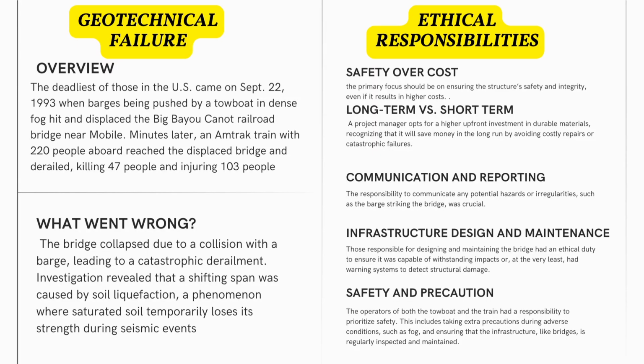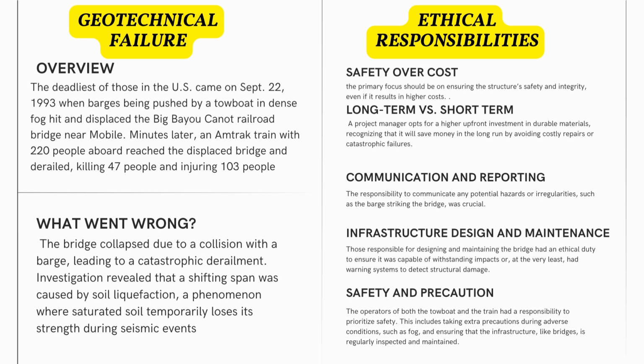Ethical responsibilities. The first one is safety over cost. Geotechnical engineers are entrusted with the safety of the public by ensuring that the ground and foundations upon which structures are built are secure. This means recommending materials, designs, and methods that ensure the structural integrity of a project even if they are more expensive. Cutting corners to save costs can lead to catastrophic failures, endangering lives and property.